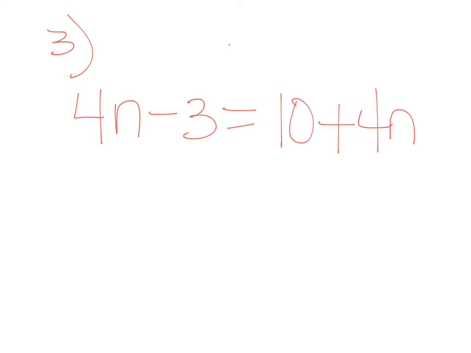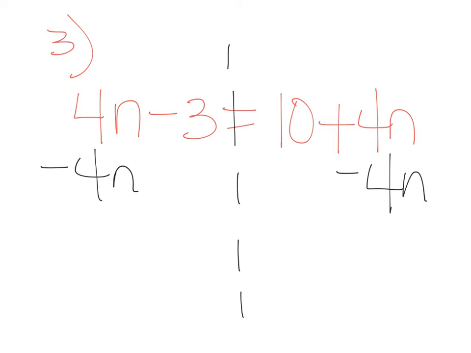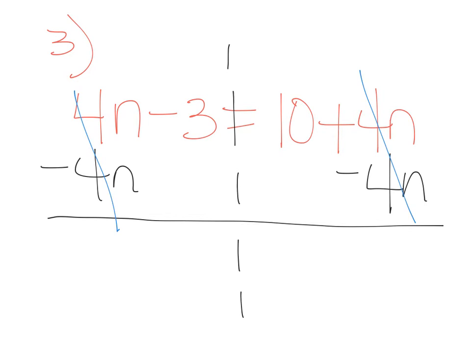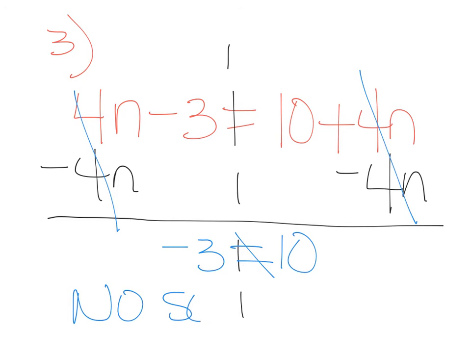Okay, so what you should have done was, I'm going to put my dotted line down the middle. I'm going to subtract 4n from both sides. And this is one of those situations where if I subtract 4n from both sides, all of my n's are going to cancel out. I have no n's left. They're all gone. So I end up with negative 3 on the left and 10 on the right. And I don't believe negative 3 equals 10. So I know this is one of those special answers. When the two numbers are not equal, we get no solutions.